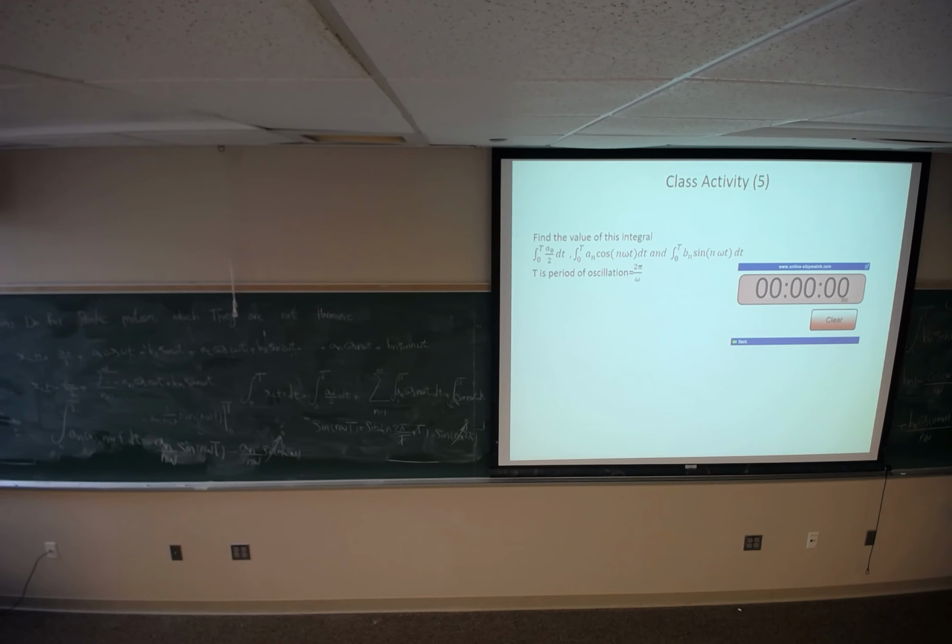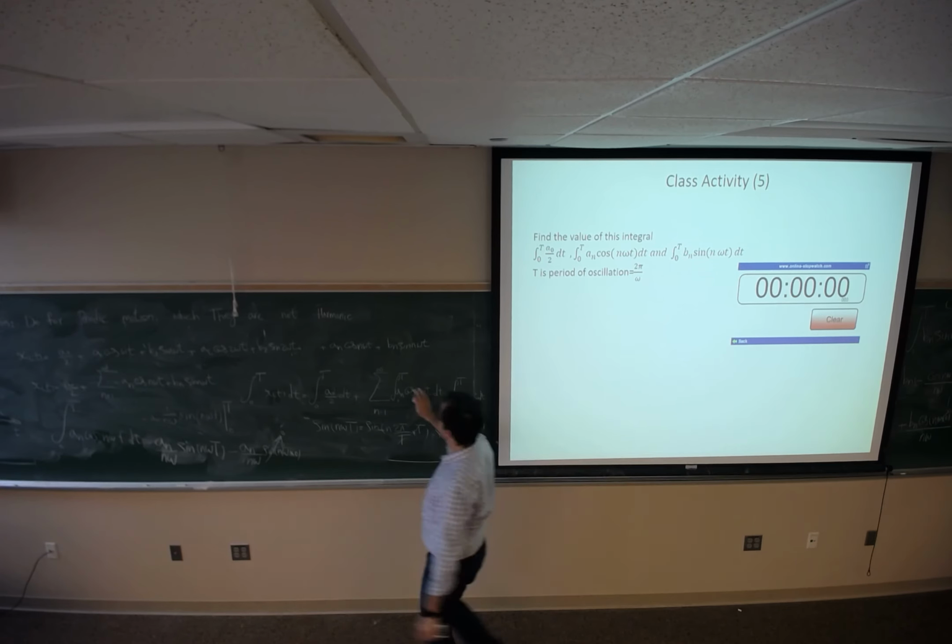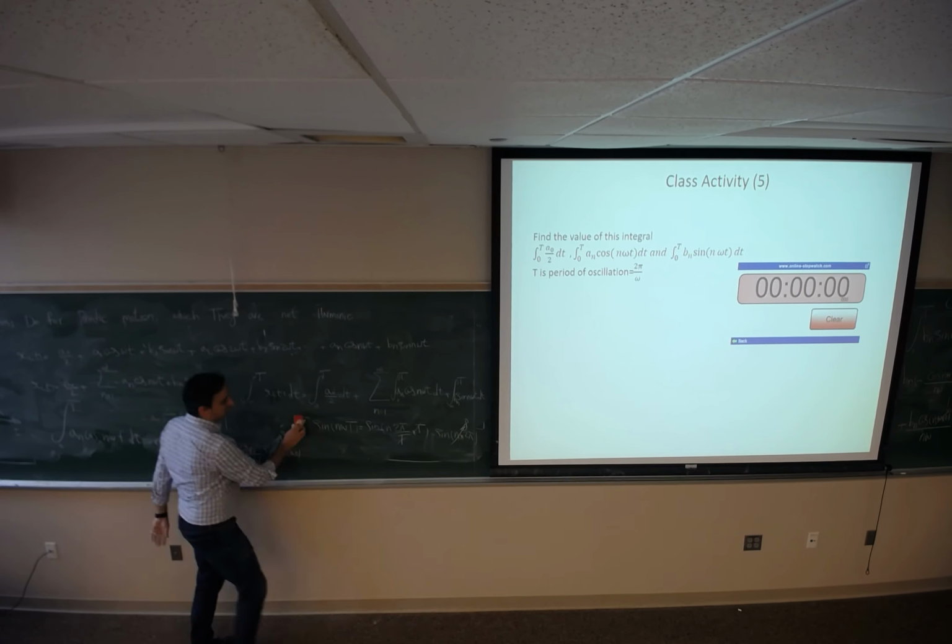So cosine of this is gonna be positive 1. It has one negative here, so I will get negative Bn divided by n omega times 1. And here, cosine of n omega times 0 is 1, so positive Bn divided by n omega. Negative Bn over n omega plus Bn over n omega, you will get 0. So these two integrations are going to get the value of 0.